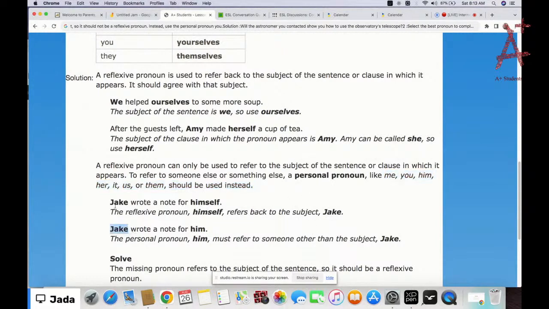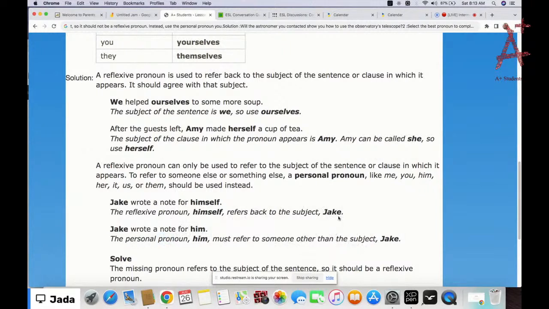Okay, "Jake wrote a note for himself." Jake is a guy, so you can say "himself," because Jake is a "he." So the reflexive pronoun "himself" refers back to the subject Jake. "Jake wrote a note for him." Now, the personal pronoun "him" must refer to someone other than the subject.